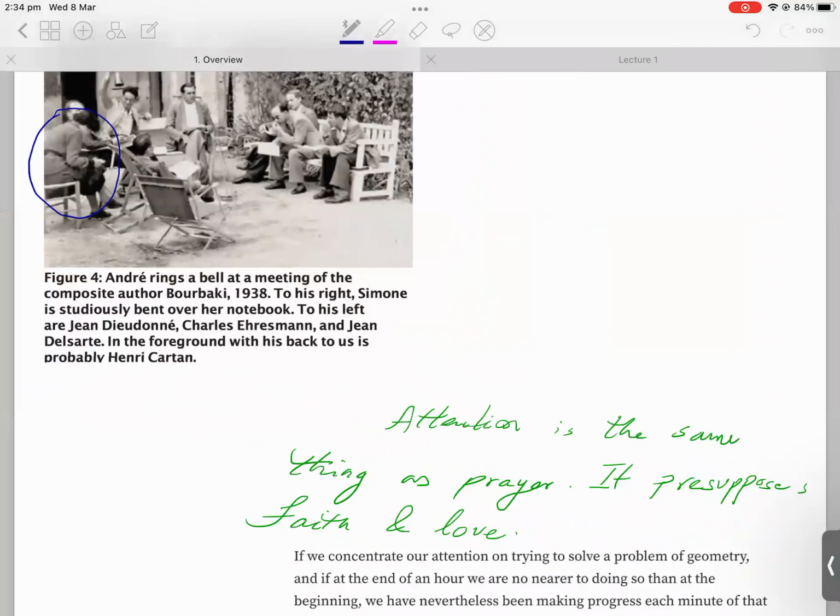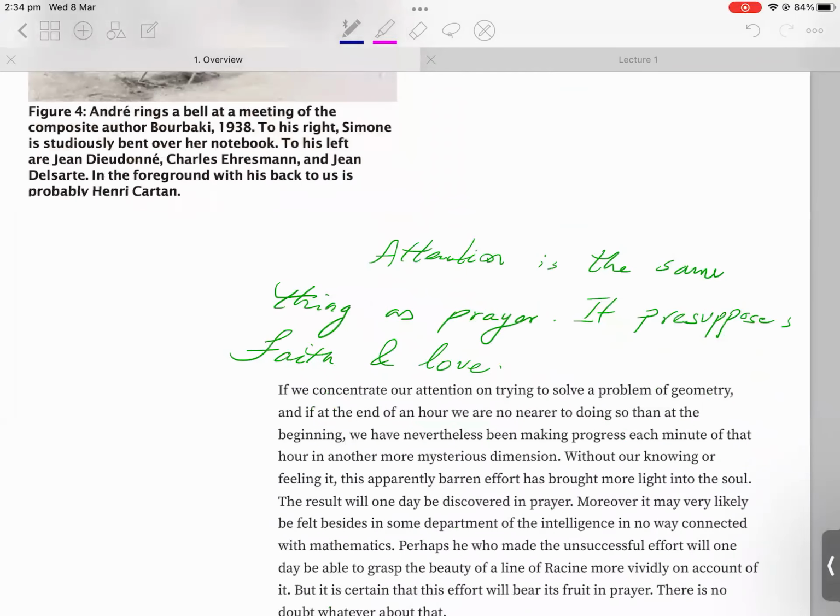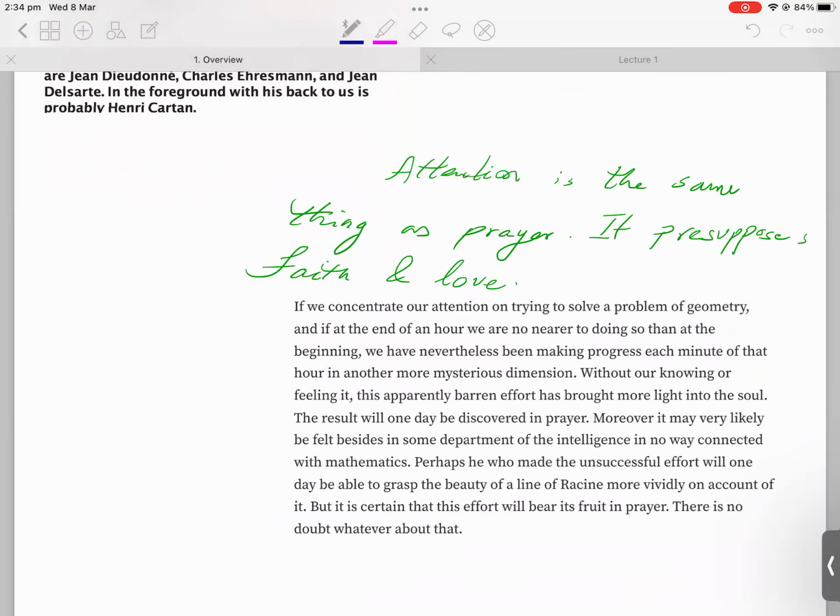So she has in her writings the sentence, "Attention is the same thing as prayer. It presupposes faith and love. If we concentrate our attention on trying to solve a problem of geometry, and if at the end of an hour we're no nearer to doing so than at the beginning, we have nevertheless been making progress each minute of that hour in another more mysterious dimension. Without our knowing or feeling it, this apparently barren effort has brought more light into the soul. The result will one day be discovered in prayer.